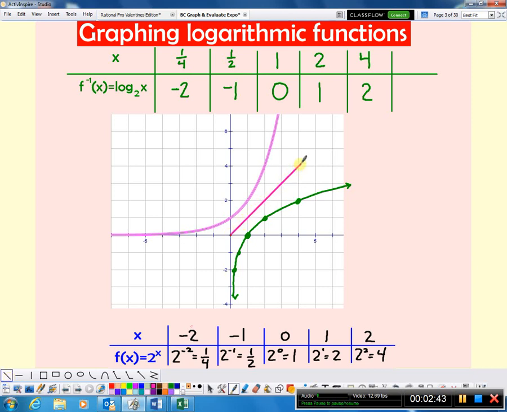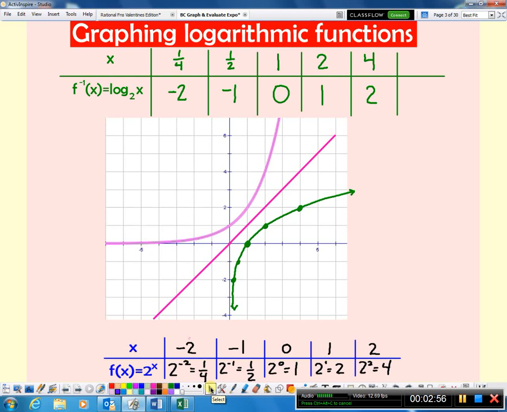Now, do you remember that functions and their inverses are always symmetric with respect to the line y equals x if you draw them on the same coordinate plane? So I am seeing that symmetry. The graph that was already there, by the way, was our y equals 2 to the x exponential growth graph.